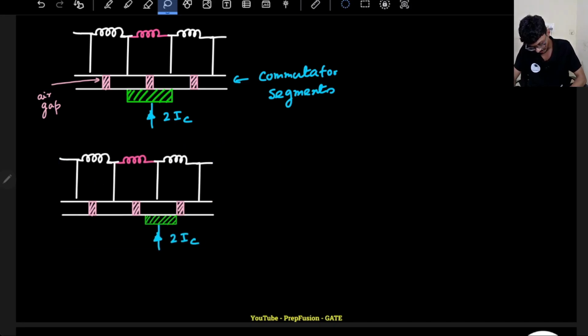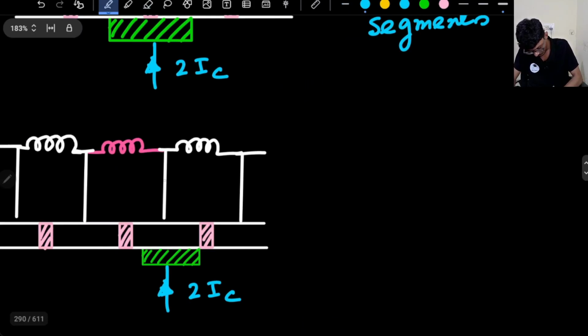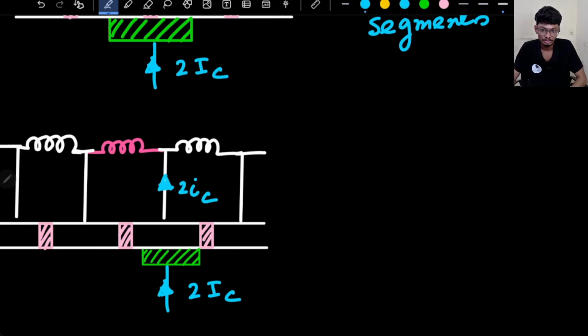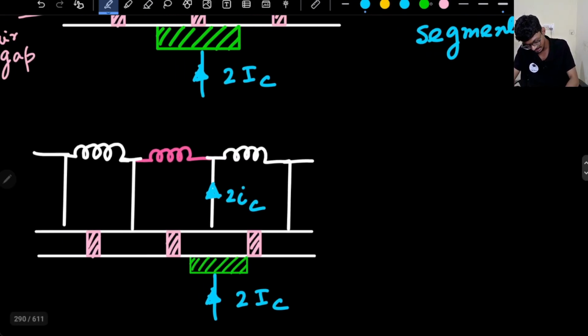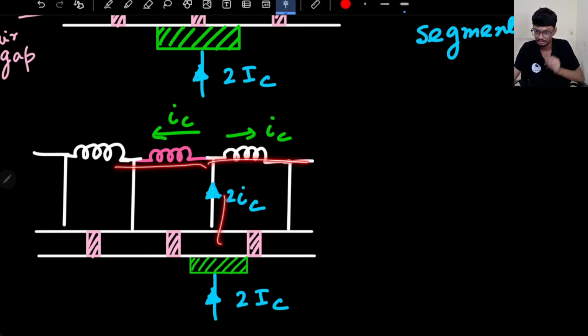So if it is between the two air gaps, where will the current flow? All of this is shorted, basically. So this 2 IC current will totally flow from here. Now if 2 IC current is flowing, basically what will happen? IC current will flow here and IC current will flow here.